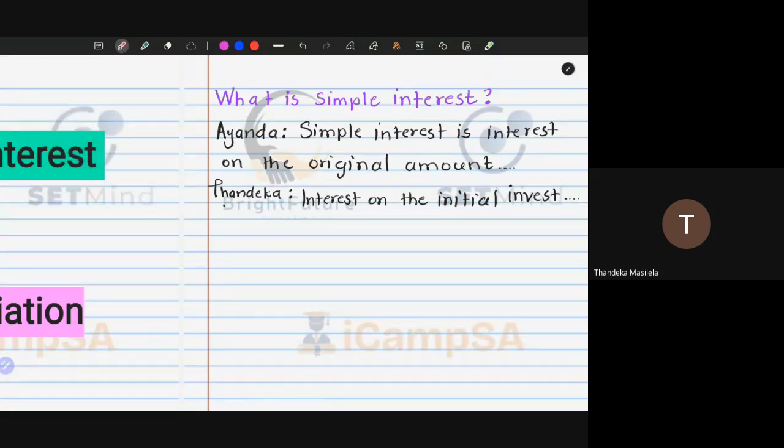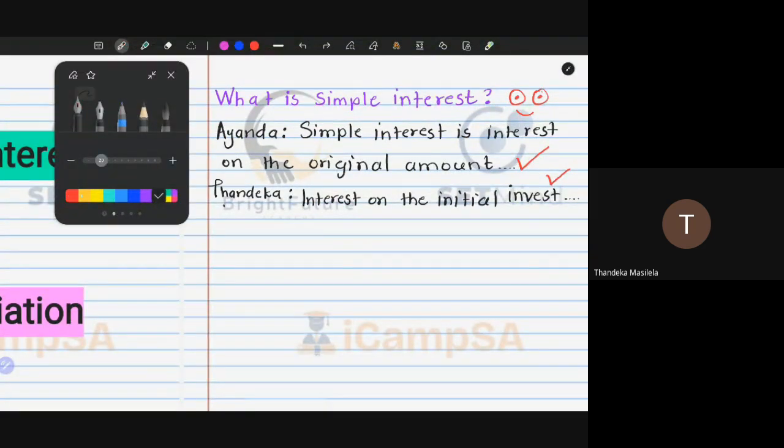So the answer that these two learners gave, this is correct. And guess what? That is correct. So I'm happy with these answers. You guys are correct. So when they ask you, what is simple interest, you should be able to answer and say, simple interest is interest on the original amount, or on the amount which we invested. And then compound interest is interest on interest. That is how that investment works.